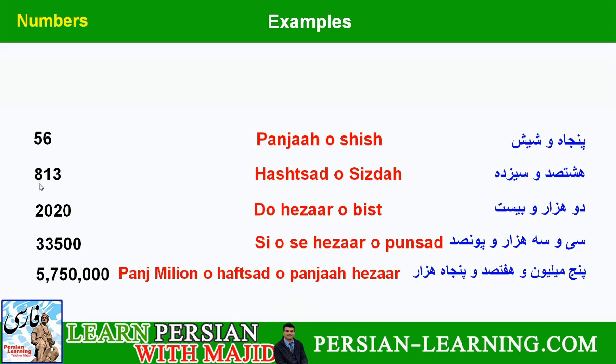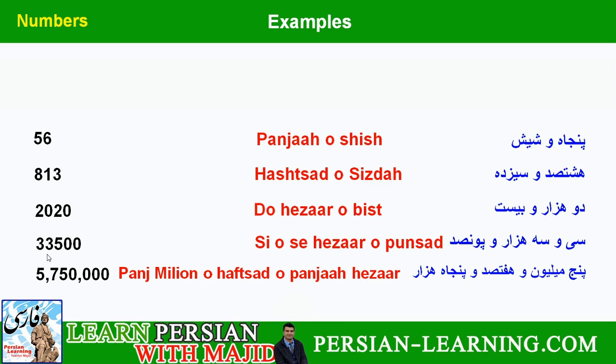Here we have 813. You should start with 800, which is hashsad. Then you have o, which is and. Then 13, sizdah. Hashsadu sizdah. Then you have 2020. First you say 2000, which is 2000. Then you have o and 20, bist. 2020.